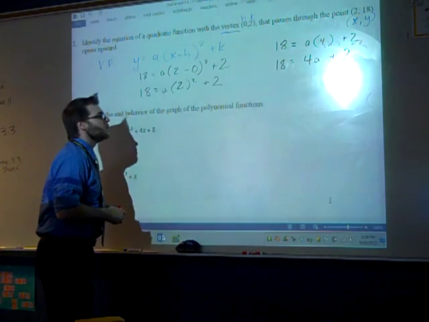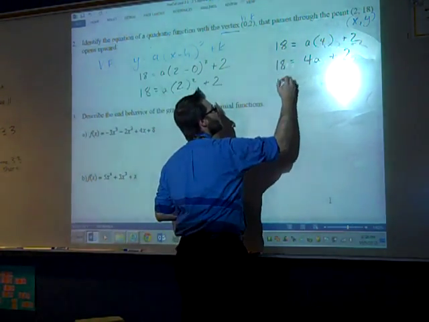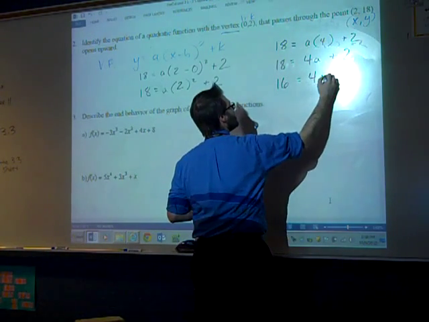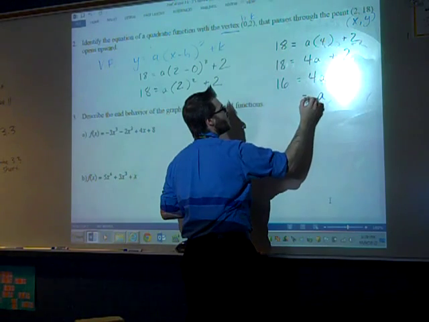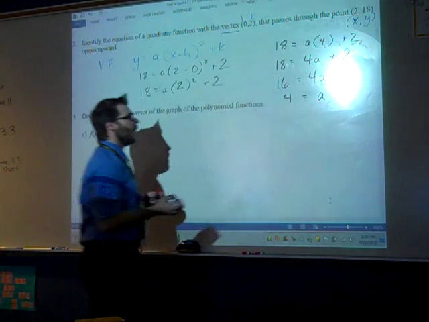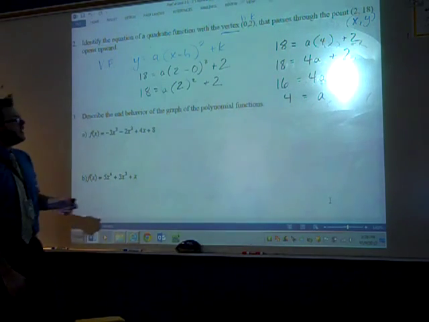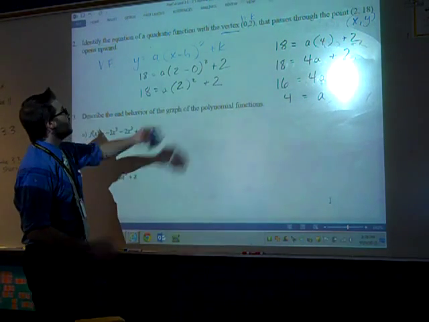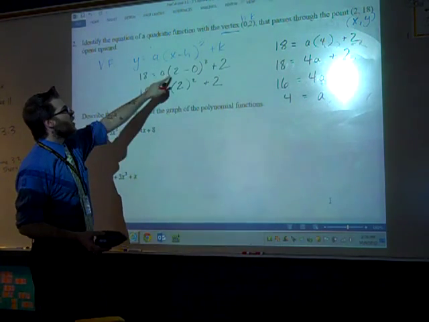We want to subtract 2 from both sides of the equation. We would get 16 equals 4a. Dividing both sides by 4, we get that a equals 4. Now what do you do with that a? All you have to do to find your final answer is take that a and put it back into the original. But we don't want to keep 2 and 18 for our x and our y.